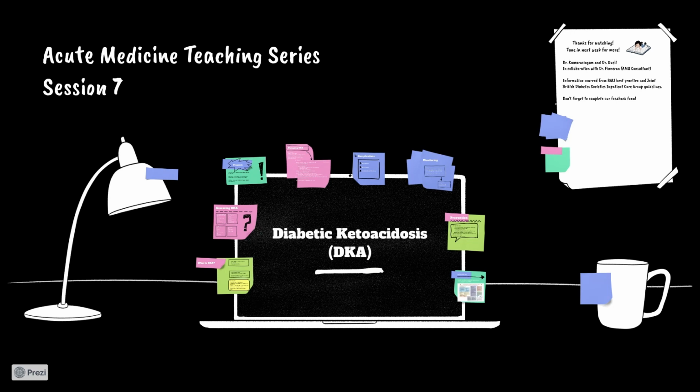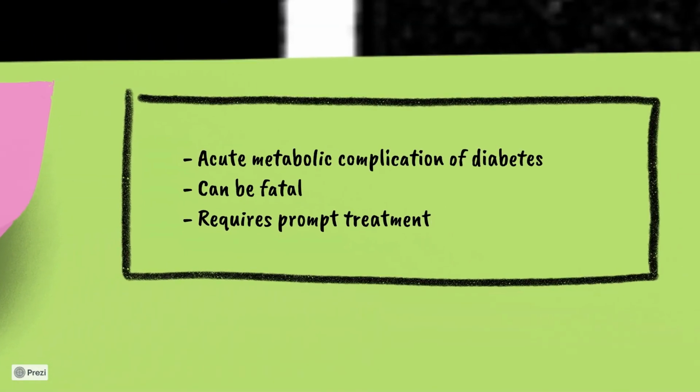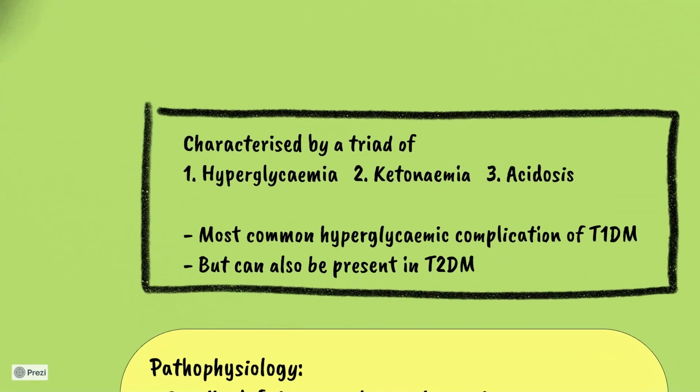This is our 7th session and we will be looking at diabetic ketoacidosis. Diabetic ketoacidosis, or DKA, is an acute complication of diabetes which can be fatal and therefore requires prompt treatment. As the name suggests, it is characterized by a triad of hyperglycemia, or raised glucose levels, ketonemia, or raised ketones in the blood, or ketonuria, which is raised ketones in the urine, as well as acidosis.